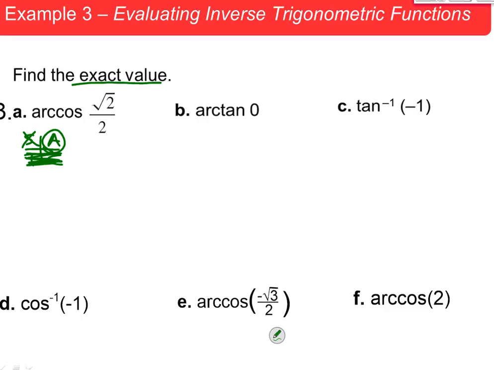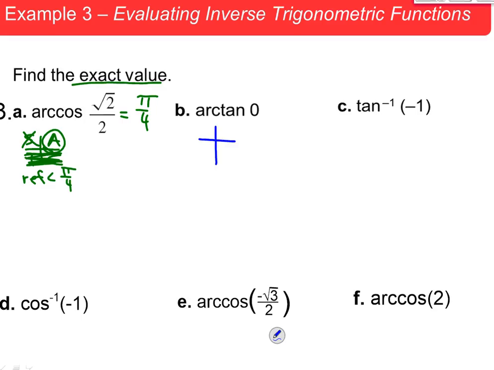Since it's in that first quadrant, the reference angle and the angle are the same. And what is the, I'll call it the reference angle right now, what angle in radians gives us the square root of 2 over 2? Pi over 4, and you have that in front of you if you need to look at that table. So the arc cosine of the square root of 2 over 2 is equal to pi over 4. And that's just kind of how we go through this.